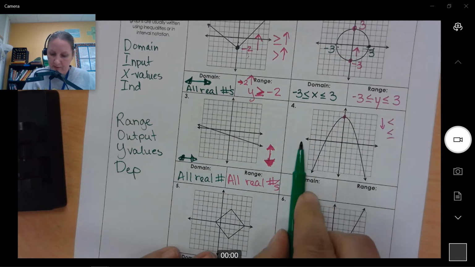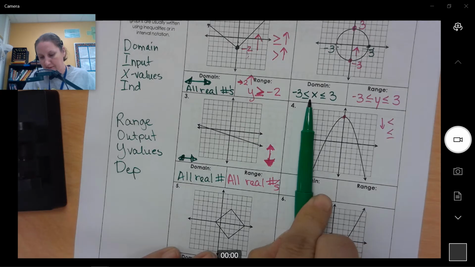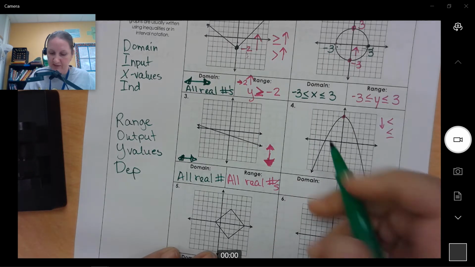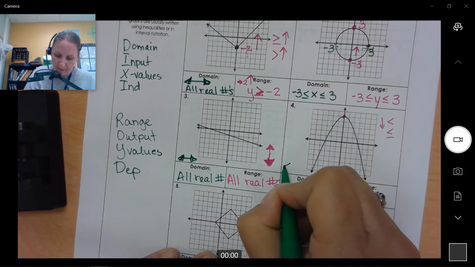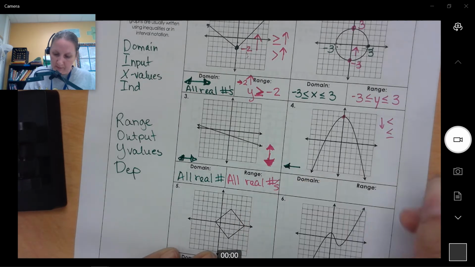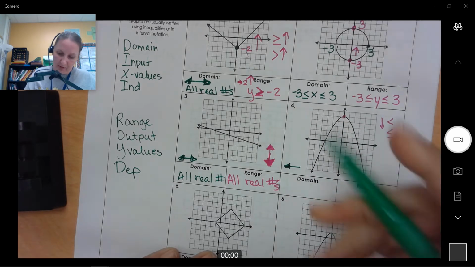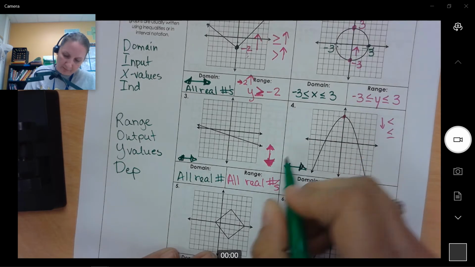Next one, domain, using my whole pencil, where's the first time the pencil touches the graph? Well, it touches at an arrow. I keep going across. Last time it touches it is another arrow. So all reals.